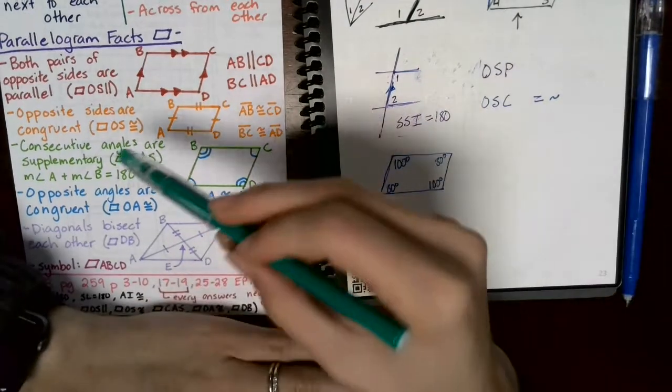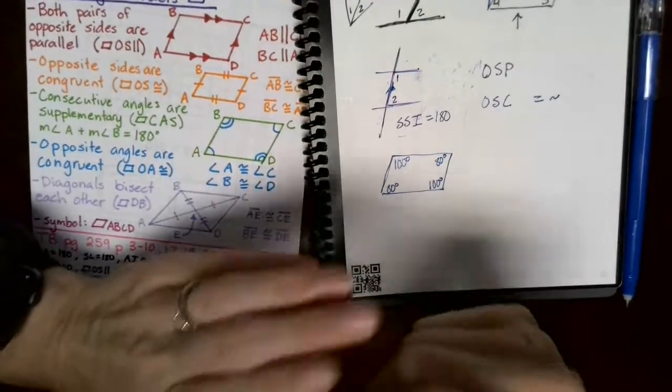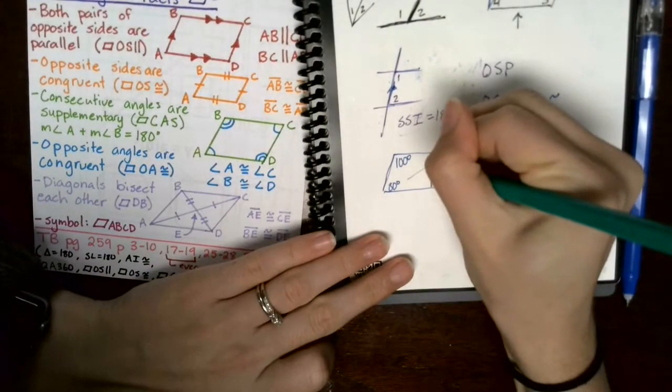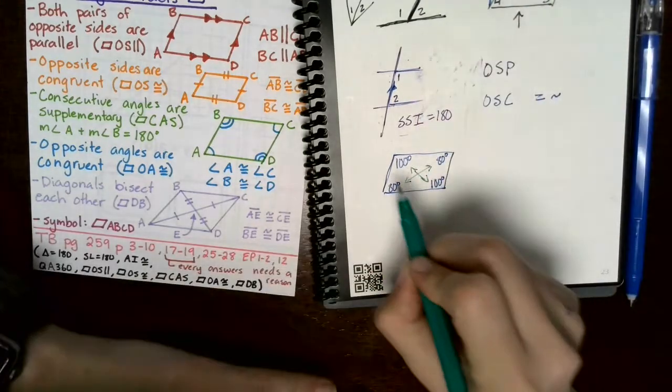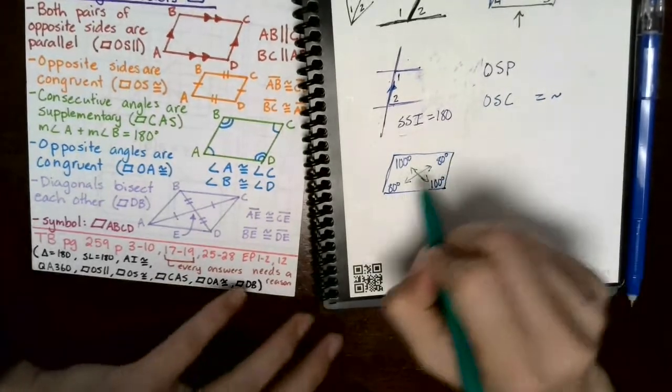Which actually brings us to our next one. Opposite angles are congruent. These angles that are across from each other, the 100 and the 80, those are congruent when they're across from each other.